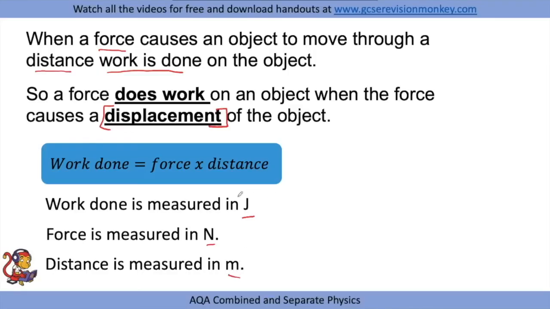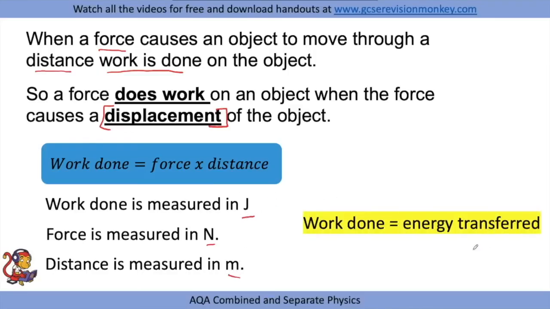The reason why work done is measured in joules is because it's the same as energy transferred, and obviously energy is measured in joules. But you do also need to be aware of another unit for work done, and that is Newton metres. So 1 Newton metre is equal to 1 joule. And the Newton metre comes from the fact that you're multiplying a force measured in newtons by a distance measured in metres. So you might see work done in Newton metres, or you might see it in joules.